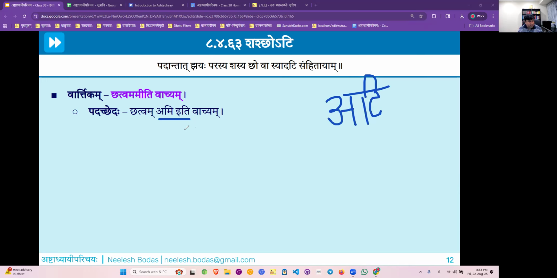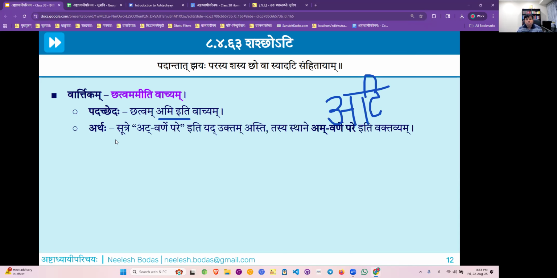At is a small pratyahara. Hayavarata. Ama is a bigger pratyahara. Lana nyamangana nama. So the lakara and the varga panchamas are included. So sutre at varne pare iti yaduktam asti tasya sthane am varne pare iti vaktavyam. What is the extra stuff? Lakara and varga panchama. So where is this at coming?